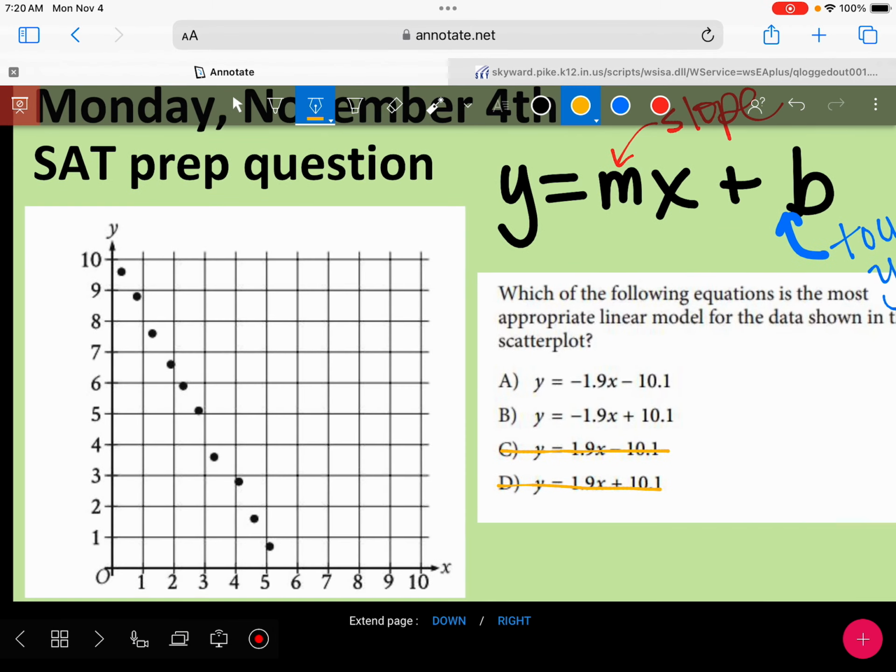Now, the B value is where it touches the y-axis. So around this point, is that a positive 10 or is that a negative 10? Positive. So which one of those, A or B, has a positive 10? B. So that would be your answer.